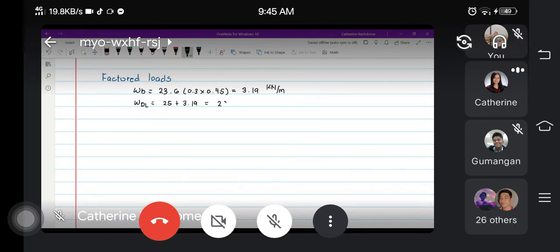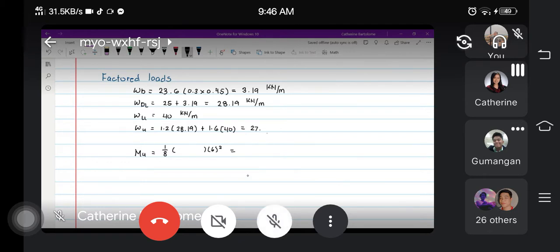So we have 28.19 kilonewton per meter. Your live load is equal to 40 kilonewton per meter. Okay, so solving for your ultimate factored load, we have 1.2 times 28.19 plus 1.6 times 40. Okay, so kindly compute. 97.83.